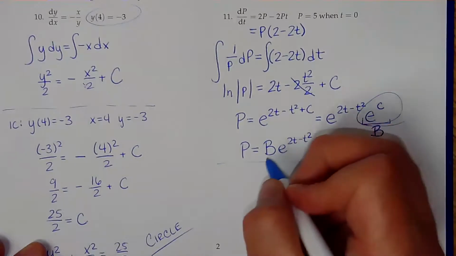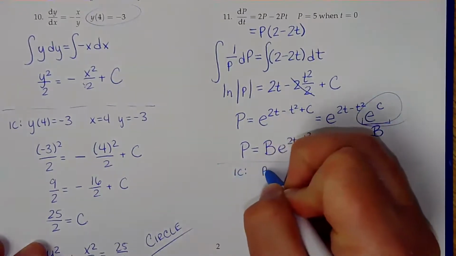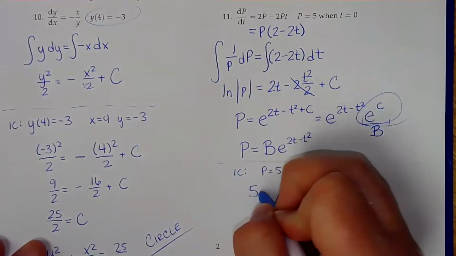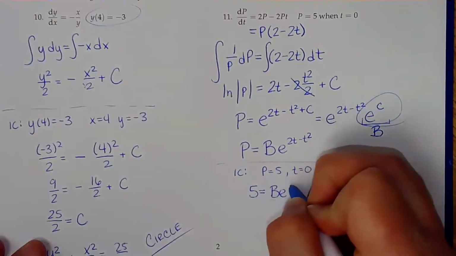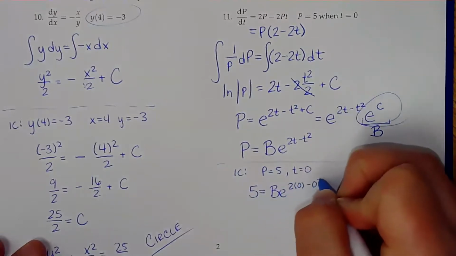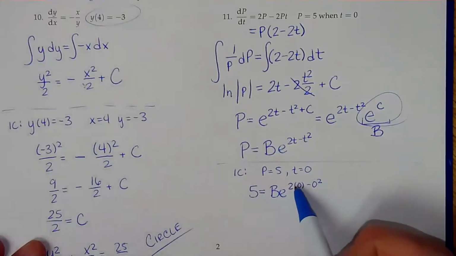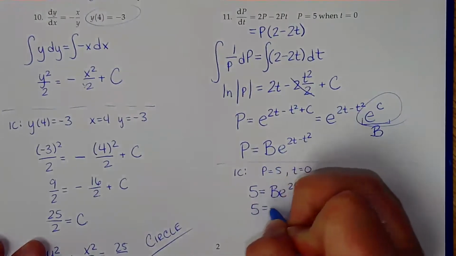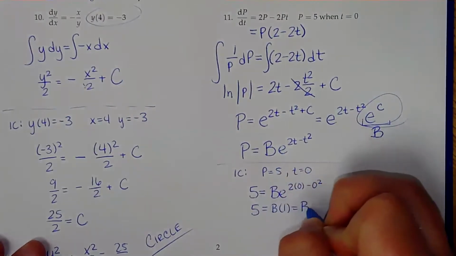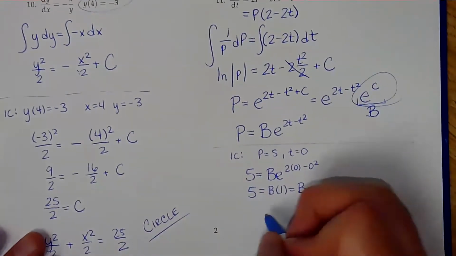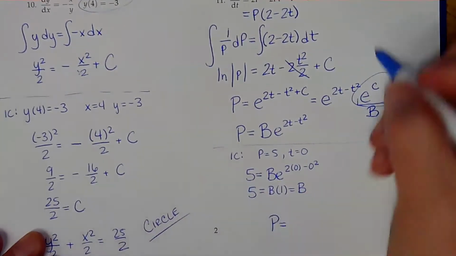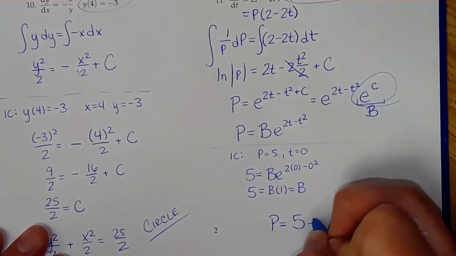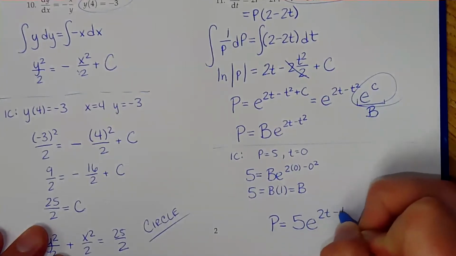All right, so let's apply our initial conditions. So I have p is equal to 5, t is equal to 0. So I get 5 is equal to B, e to the 2 times 0 minus 0 squared. Okay, so this is e to the 0. Remember, anything raised to the 0 power is 1. So I get 5 is equal to B times 1, or just basically B. So B is 5. Now I can update my solution. So the exact solution using this initial condition is p is equal to 5e to the 2t minus t squared.